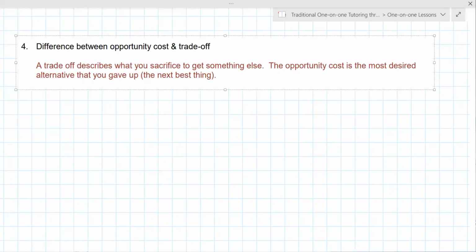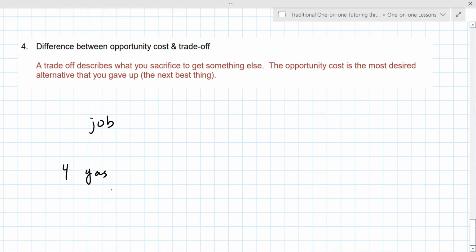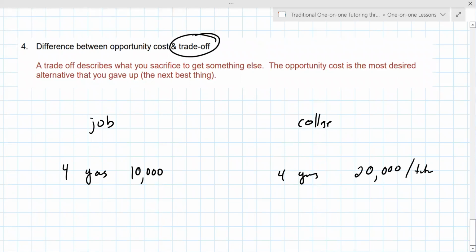Now they usually translate this into numerical problems, like you have a choice. You could go work a job for 4 years and make $10,000 a year, which isn't very much. Or you could go to college for 4 years and spend $20,000 a year on tuition. They generate these problems where one is gaining, one is costing you something, but there's always a choice. There's always what's called a trade-off, one for another. And that would be the opportunity cost.